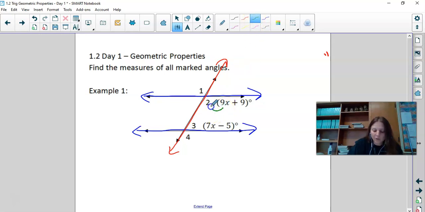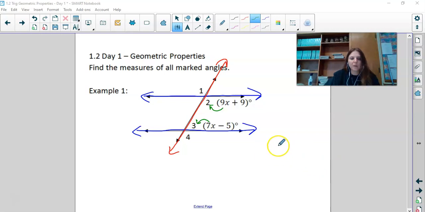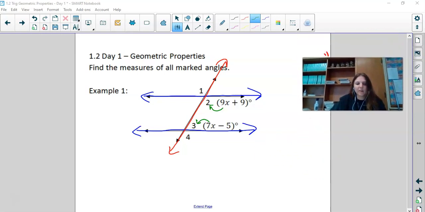A couple things I want you to notice is that the 9x plus 9 is representing angle 2, and the 7x minus 5 represents angle 3. So go ahead and copy that down, pause if needed. I'm going to calculate the value of all of the marked angles in this example. So in order to do that, I have to decide what type of angle relationship I have here. These are both interior angles. They're inside those parallel lines.